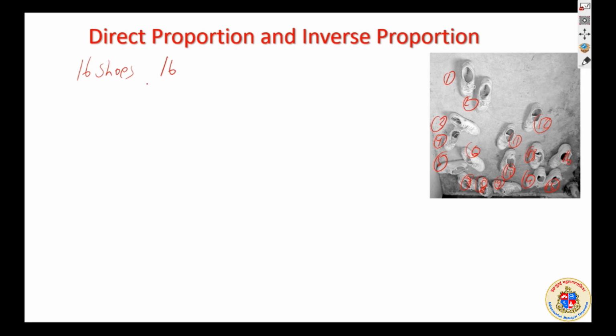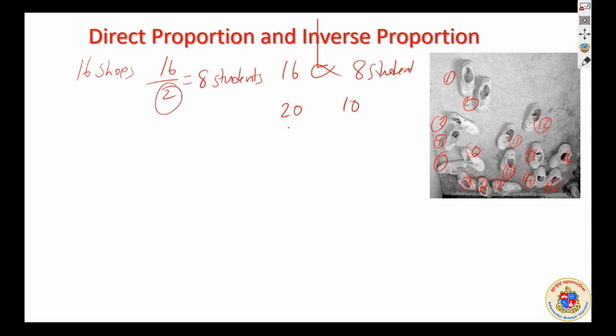And we know that 16 upon 2, 8 students are there inside the virtual classroom to sit and study, because everybody will be having 2 pairs of shoes. When 16 shoes are there, we know that there are 8 students. If there are 20 shoes, we will say that 10 students are there. If there are only 2 shoes, we will say that only 1 student is there inside.